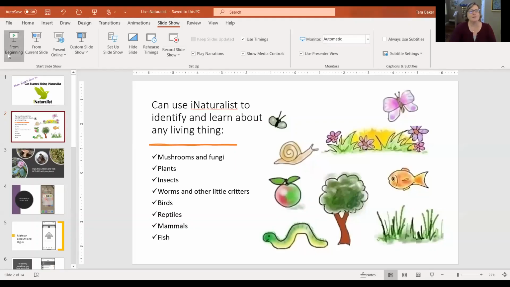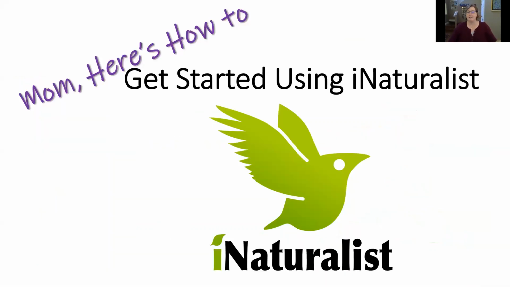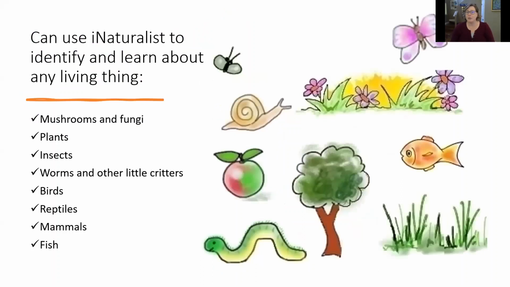Okay, we're going to go ahead and get started here at the beginning. So, Mom, here's how to get started using iNaturalist. You can use iNaturalist to identify any living thing. And the way that it works is you take a picture of something, then you send the picture to this app, and then the app will try and figure out, using your picture, what you're looking at.